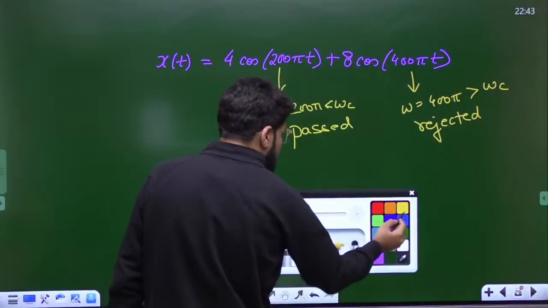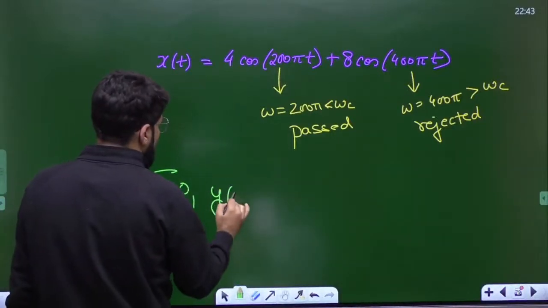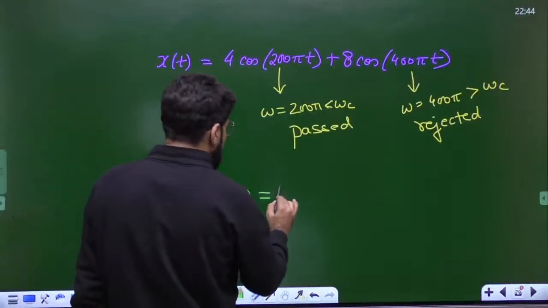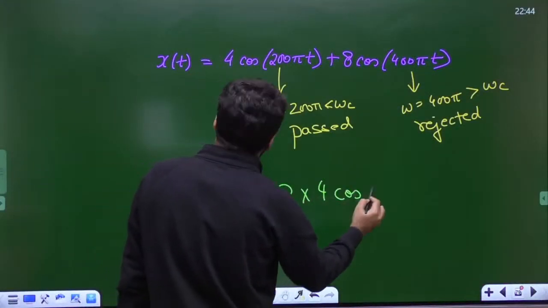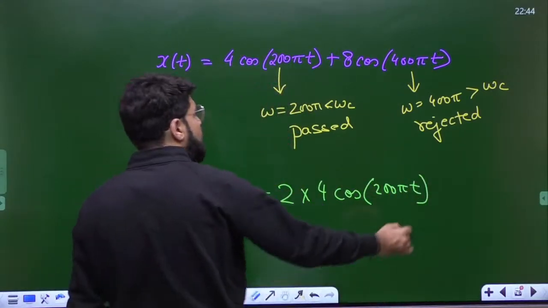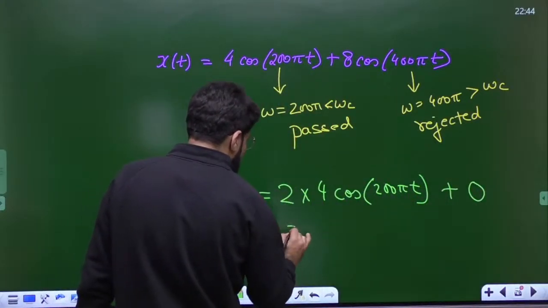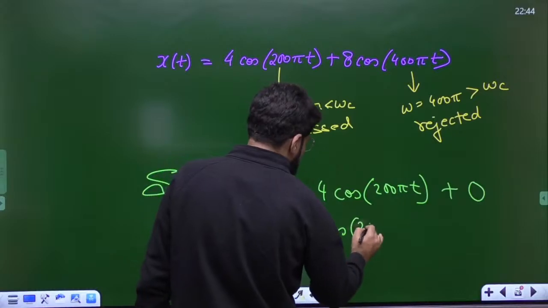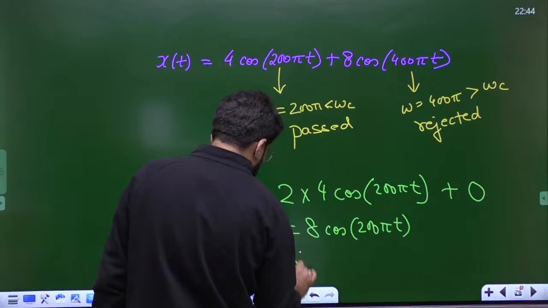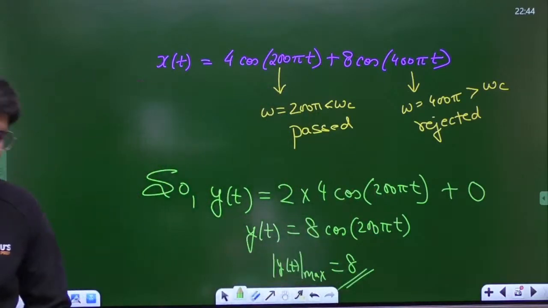So what is the output? Only the first signal will be passed. And what is the gain? The gain is twice. It is twice of 4 cos 200 pi t. It is just passed with the gain of 2. The next one is rejected, so the output corresponding to it will be 0. So the complete output, even if they ask for the expression, you are in a position to say the expression is 8 cos 200 pi t, and the maximum value of modulus y(t) is 8, because the maximum of cos theta is 1, so the answer will be 8.